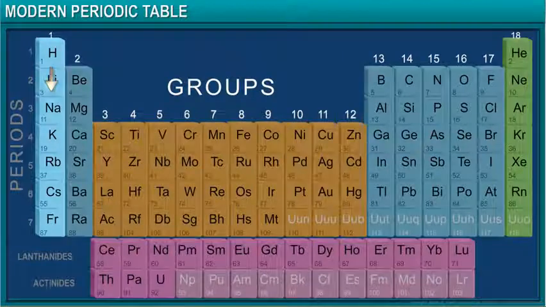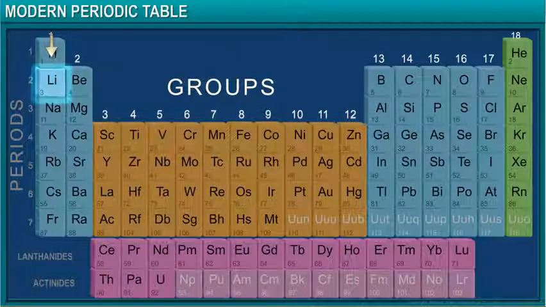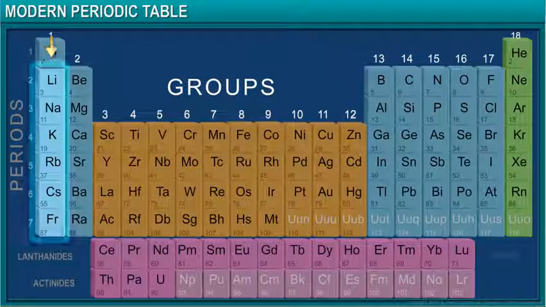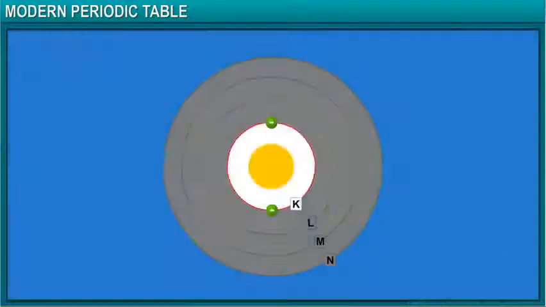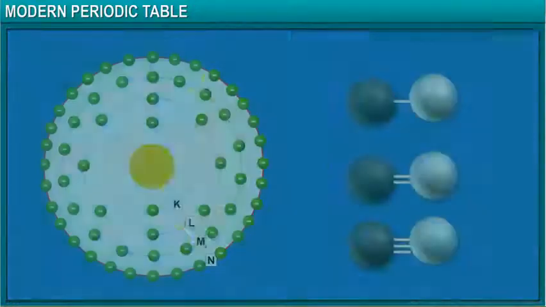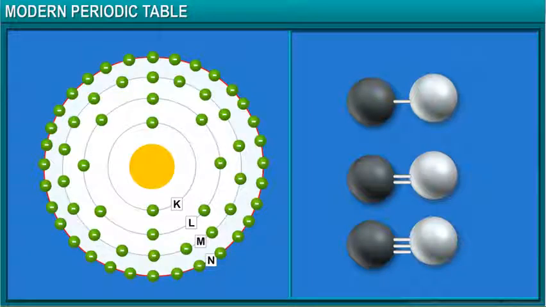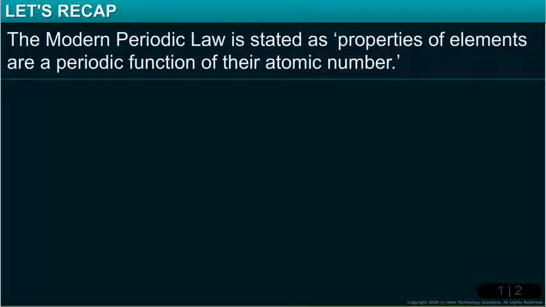If you begin with group 1, the position of an element in the periodic table tells us about the chemical reactivity. The elements present in the same group will have similar properties as they have the same number of valence electrons. Valence electrons determine the kind and number of bonds formed by the element. In this module, you have learnt that the modern periodic law is stated as properties of elements are a periodic function of their atomic number.